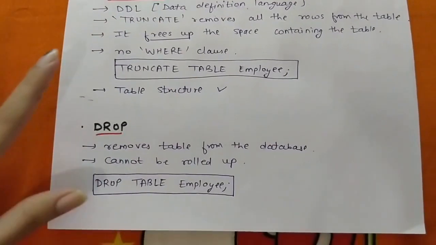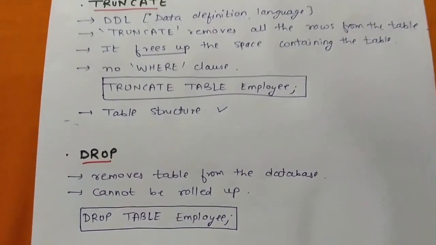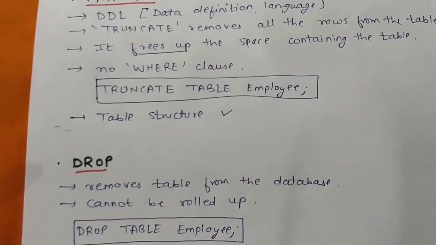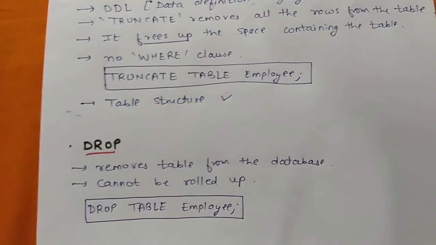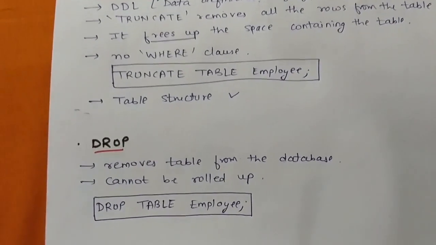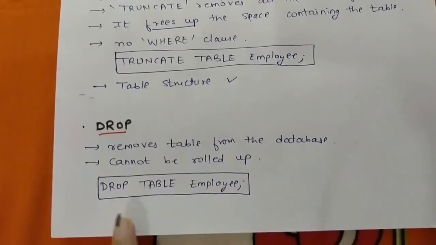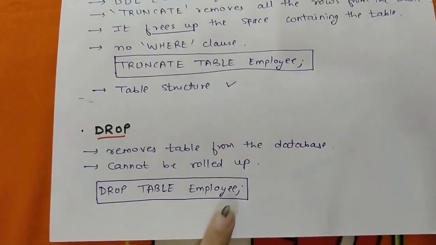So now let's understand what drop does. Drop removes the table from the database. Once you drop a table, it cannot be recovered back. And when you drop a table, all the rows are deleted. The table structure is removed, everything is removed from the database, so it cannot be rolled back. And the query is something like drop table employee.